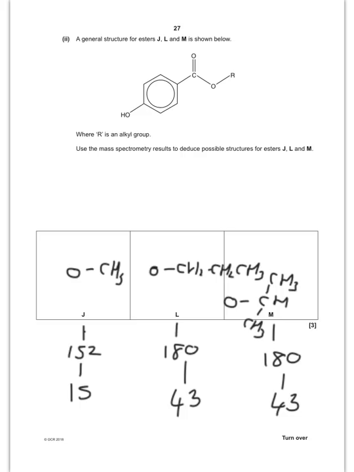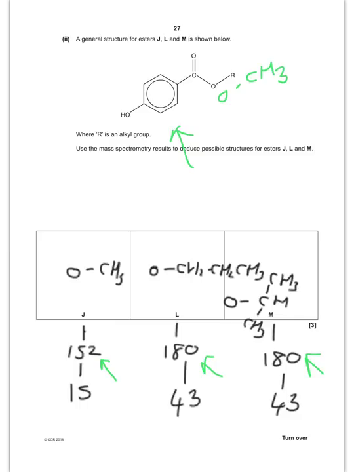Okay, so you now need to deduce possible structures for J, L, and M. So J has a mass of 152, and L and M have 180. So you'd need to draw the whole of the molecule out. I've just put the R group in. So for J, it's going to be OCH3, like so, and you can follow on.